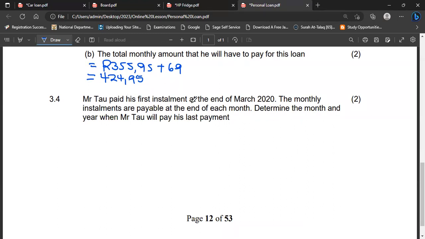Mr. Tao paid his first installment in March 2020. The monthly installments are payable at the end of each month. Determine the month and the year when Tao will pay his last. Remember, 2020, he has taken 4 years. So he has to end in 2024. By then, this is March. So he will end in March 2024.